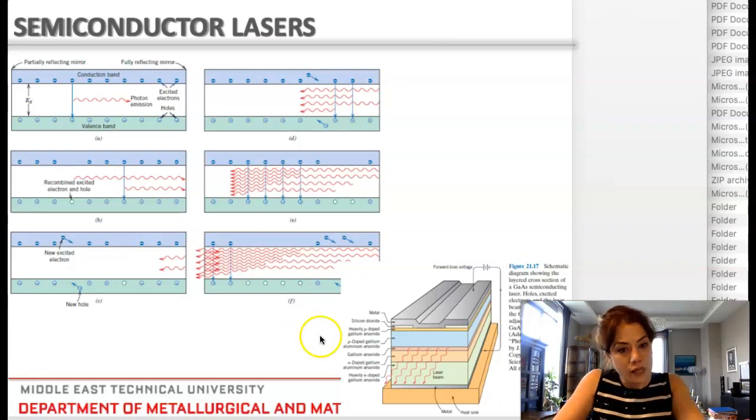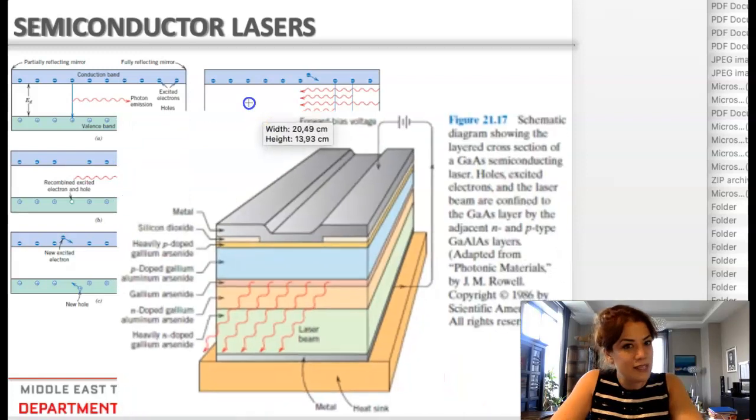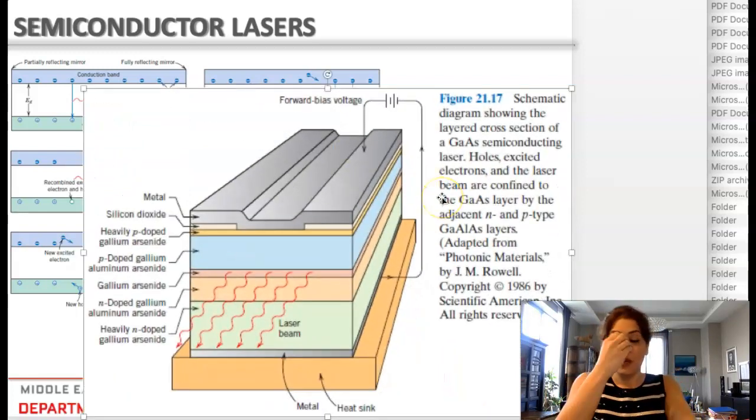So here you're seeing, let me blow it up again. This is the last slide. We're almost done with the chapter. We created a layer by layer material in which we have a negative type and positive type of electrodes, right? Just like from the electrical properties section, the LEDs.